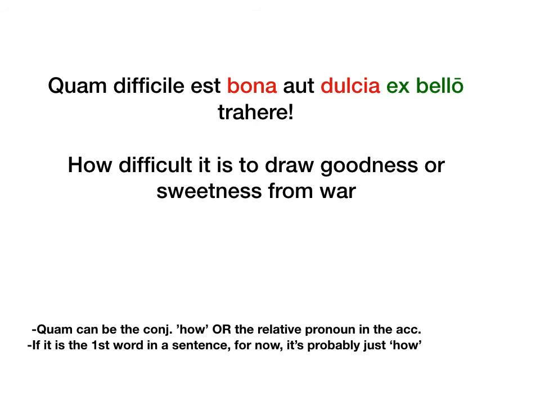This isn't a question. Trahere, to draw, from tractum, like tractor, draw, or pull. Draw goodness or sweetness, ex bello, from war. So, yeah, goodness and sweetness. That's how I'm translating bona and dulcia, because otherwise, draw good or sweet. Good is okay, but sweet as a noun, that doesn't work. It would have been a chance for them to make a kind of complicated relative clause there, like that which is good or sweet from war. But yeah, I think they just want us to really focus on the quam.